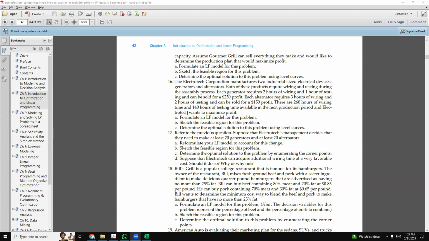So today I am going to solve question number 16 from chapter 2 of the textbook Spreadsheet Modeling and Decision Analysis. So question number 16: The Electrotech Corporation manufactures two industrial sized electrical devices, generators and alternators. Both of these products require wiring and testing during the assembly process.